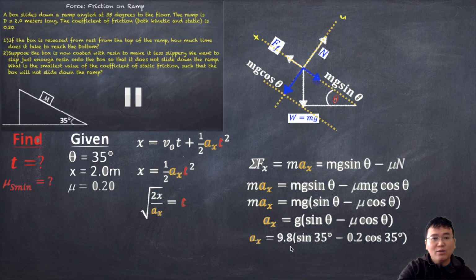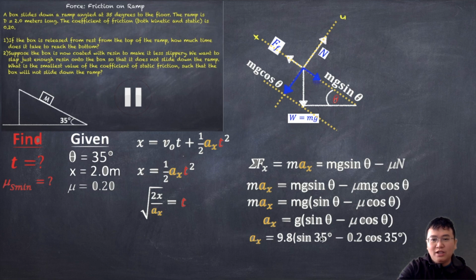So 9.8 is the acceleration of gravity. It's not given to you in the problem, but it's expected that you know that any object falling near the Earth's surface has an acceleration of 9.8 meters per second squared.